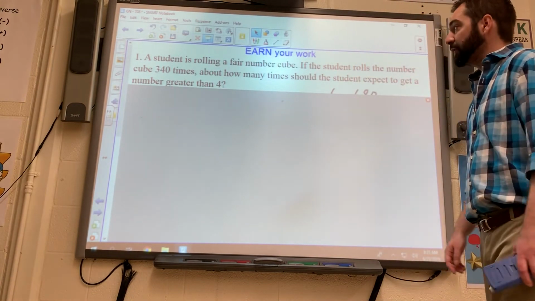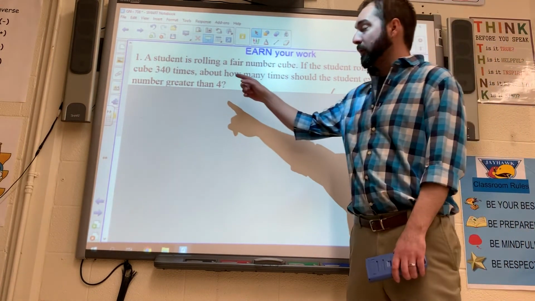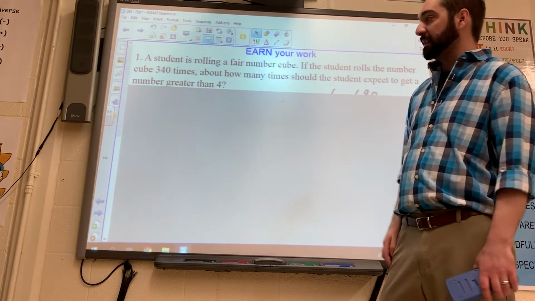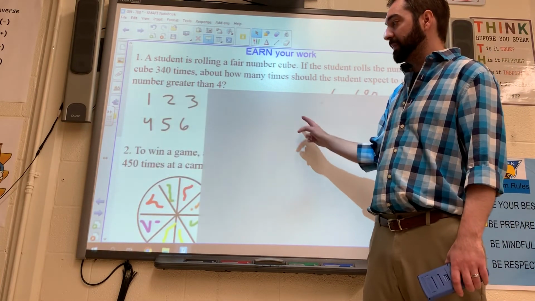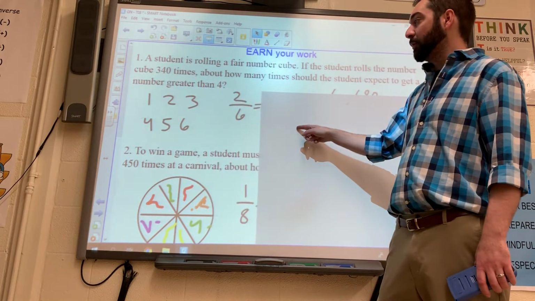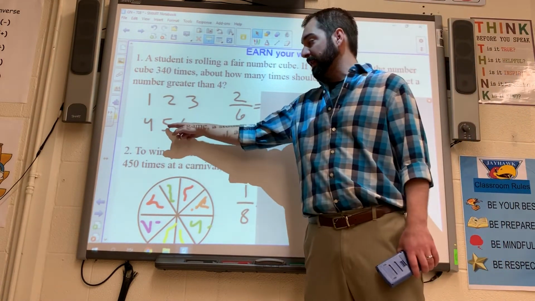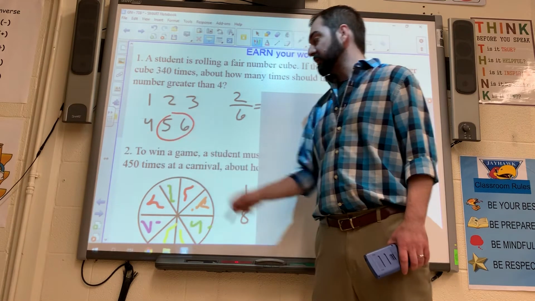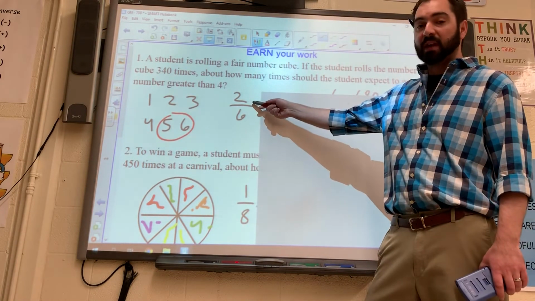Students roll a fair number cube. If the student rolls it 340 times, about how many times would he expect to get a number greater than 4? Well, it's talking about that number cube, so the first thing I did, wrote out the 6 numbers. And then I thought about it. We're looking for numbers greater than 4. Well, that would be 5 and 6. So 2 out of 6 numbers are greater than 4.